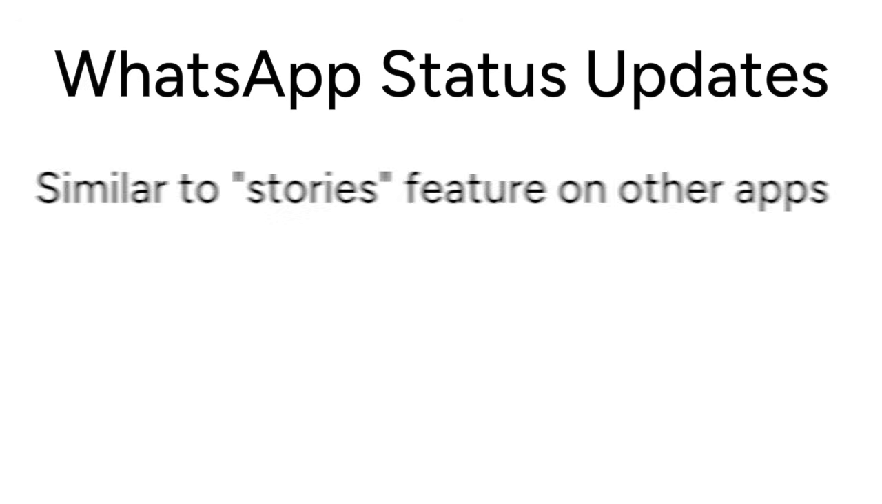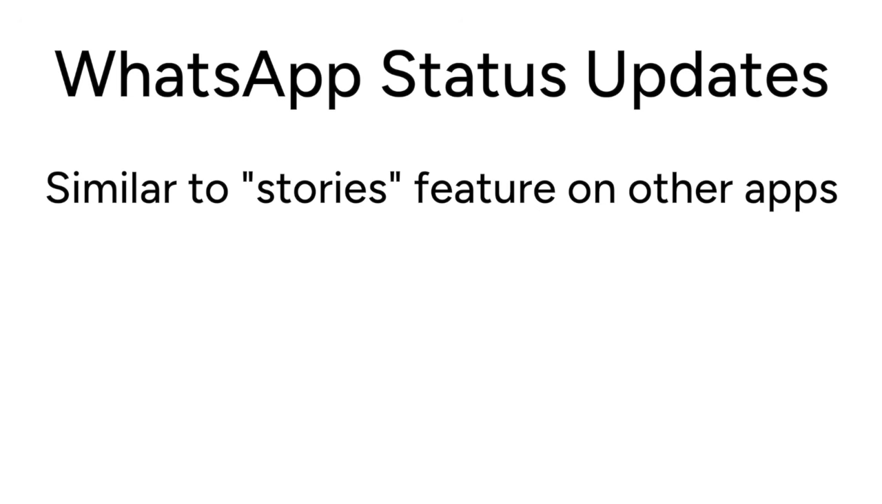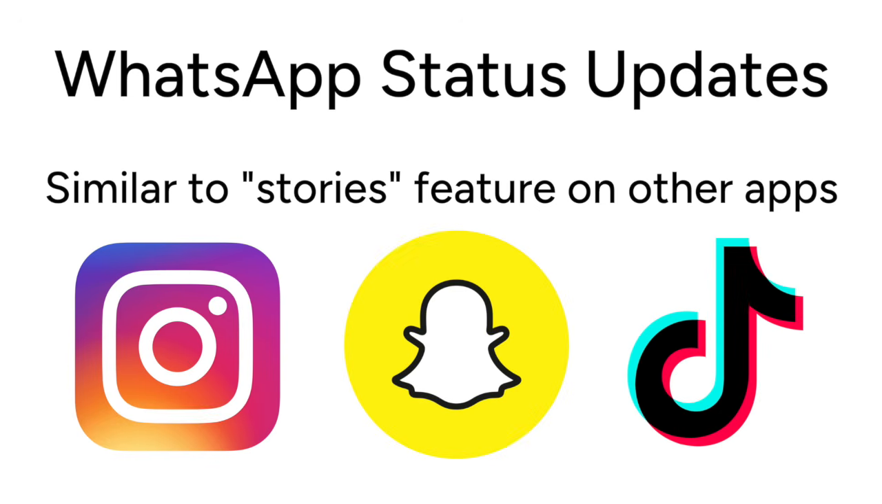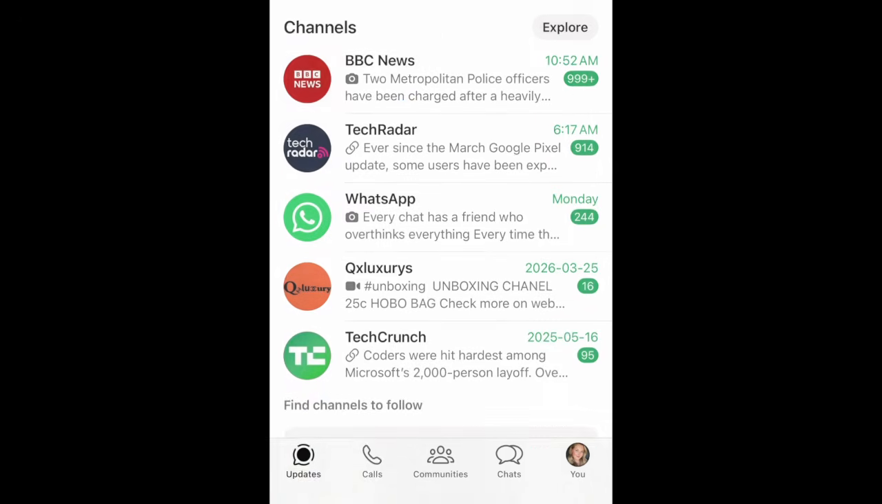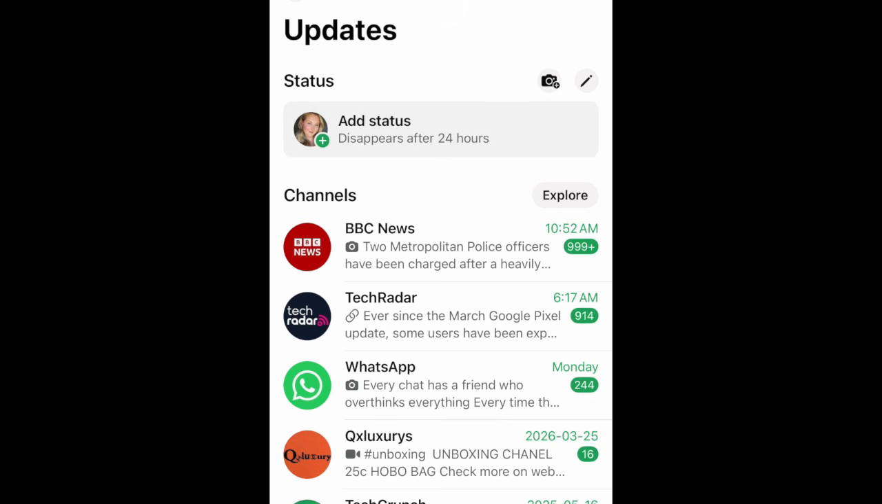WhatsApp also allows users to share status updates, which are similar to the Stories feature on other social media apps like Instagram, Snapchat, and TikTok. Tap Updates in the bottom menu to get there. You can post photos, videos, or text posts on your WhatsApp status. To share a photo or video, tap the camera icon beside My Status.